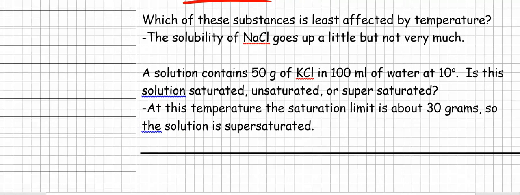All right, let's try another one. A solution contains 50 grams of potassium chloride in 100 milliliters of water at 10 degrees. So remember that, 10 degrees. Is this solution saturated, unsaturated, or supersaturated? So remember, 50 grams is what we've got, in 100 milliliters of water at 10 degrees. So what we're going to need to know is the maximum level of saturation, or the maximum amount of potassium chloride in the water.